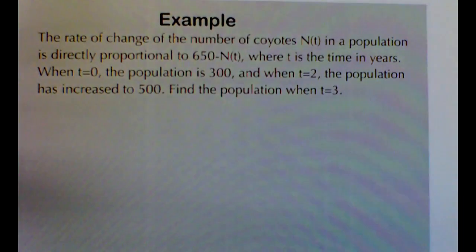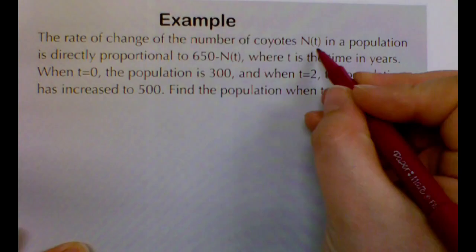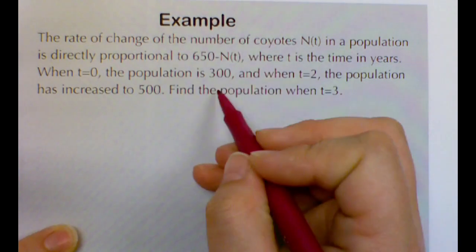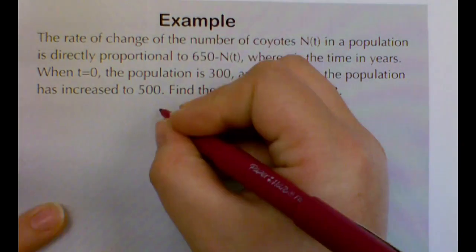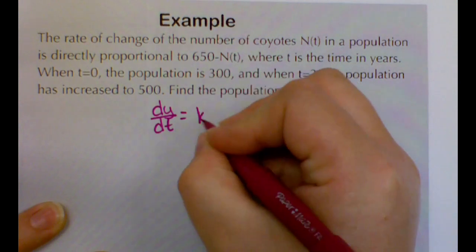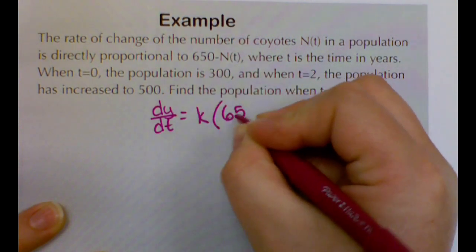And a word problem. The rate of change of the number of coyotes, n of t, in a population is directly proportional to 650 minus n of t, where t is time in years. When t is 0, the population is 300, and when t is 2, the population is 500. Find the population when t is 3. So if the rate of change of the population is directly proportional to this, that's a fancy way of saying dy/dt equals k times 650 minus y.